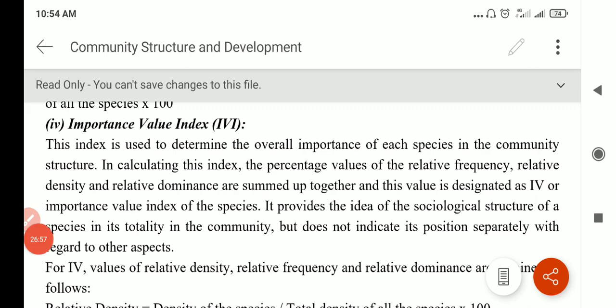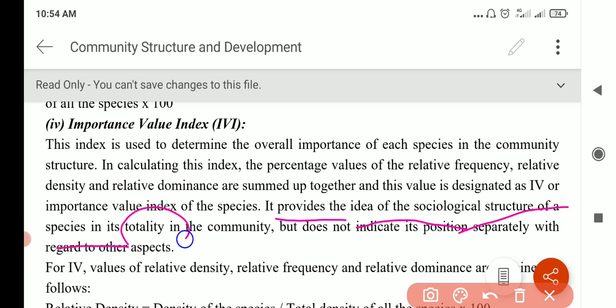Let me continue and I'll read again. So it provides the idea of the sociological structure of a species in its totality in the community. So in total, but it does not indicate its position separately with regard to other aspects.